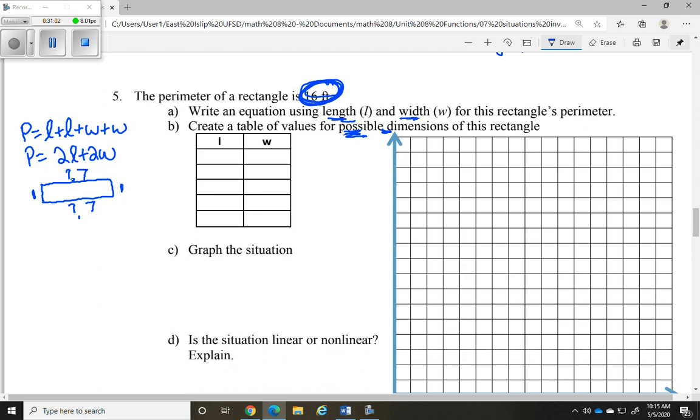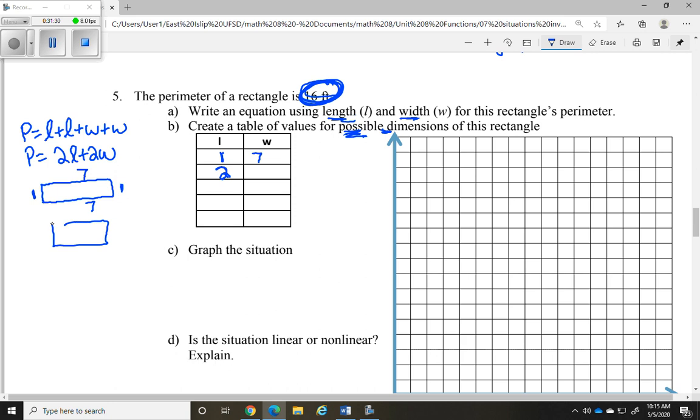Right? If that was 7 and that was 7. 7 plus 7 is 14. Plus the 1 and 1 makes a 15 and a 16. 7, 7, 1 and 1 adds up to 16. So one possible dimension would be 1 by 7. That would give me a perimeter of 16. Now let's pick a 2.